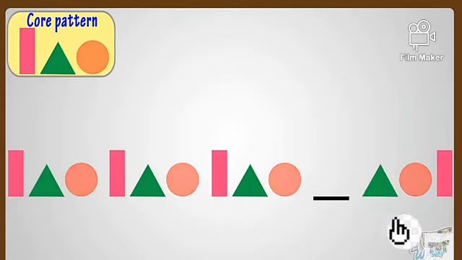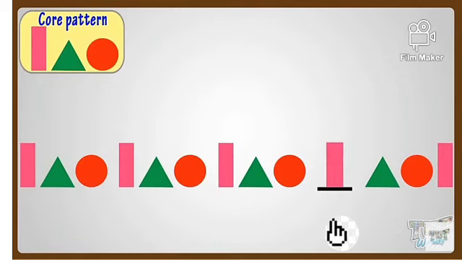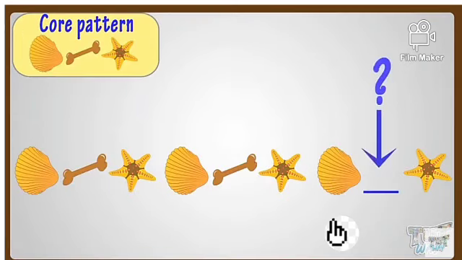So from this, what comes after a circle? Yes, correct. That is a rectangle. Now this is a complete pattern. So here we have to find out the core pattern. The core pattern here is shell, bone followed by a star. So what will come in this place? Correct. The bone will come after the shell.